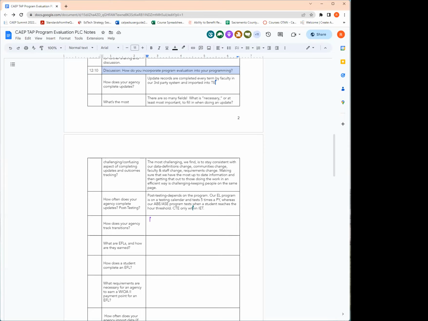Because as the first person commented, there are a lot of fields and there's a domino effect that happens when something is marked. And then that's reflected in what we end up reporting to the state. So making sure that we keep up in an efficient way is challenging. Good. How do others keep up and manage all that change? Thank you, Lydia.